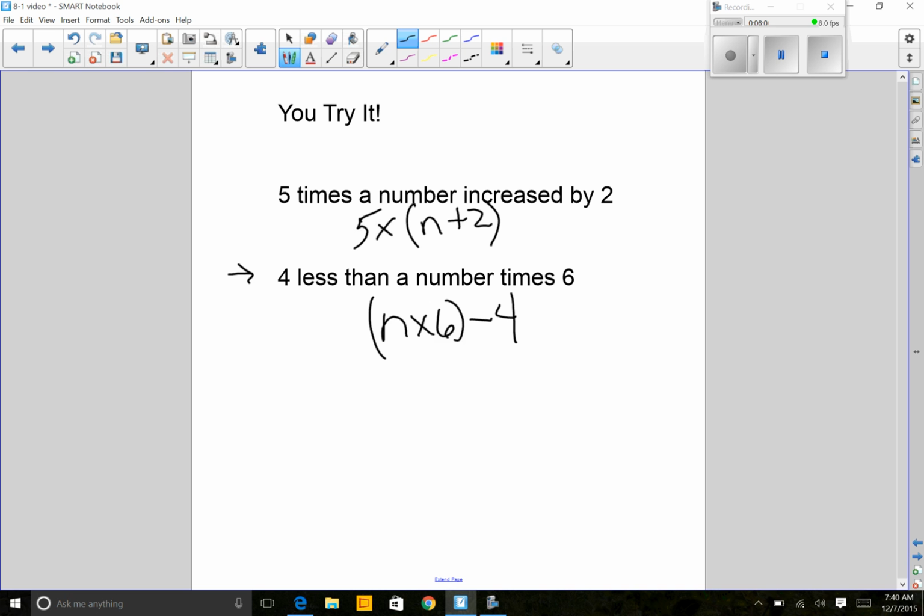And that is how you write an algebraic expression with a variable to help you solve a word problem. Thank you for listening.